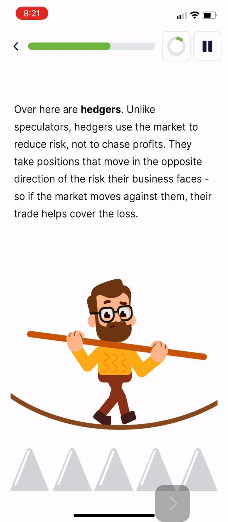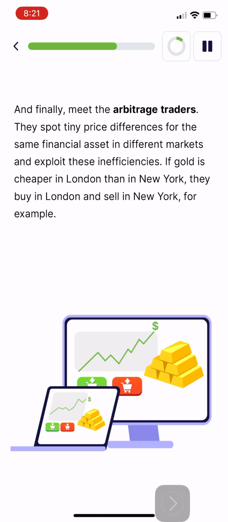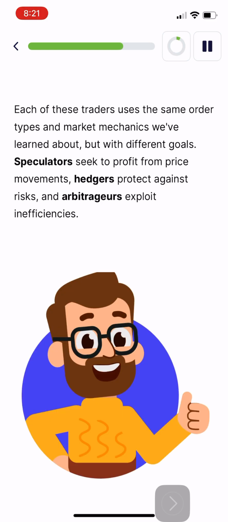Unlike speculators, hedgers use the market to reduce risk, not to chase profits. They take positions that move in the opposite direction of the risk their business faces. So if the market moves against them, their trade helps cover the loss. And finally, meet the arbitrage traders. They spot tiny price differences for the same financial asset in different markets and exploit these inefficiencies. If gold is cheaper in London than in New York, they buy in London and sell in New York, for example. Each of these traders uses the same order types and market mechanics we've learned about, but with different goals. Speculators seek to profit from price movement, hedgers protect against risks, and arbitrageurs exploit inefficiencies.